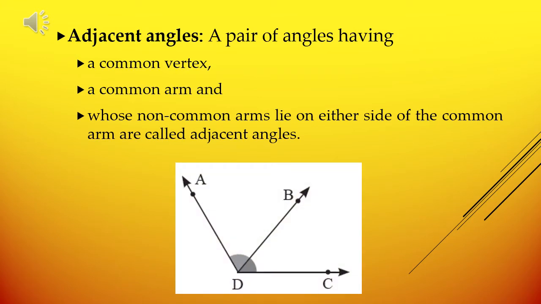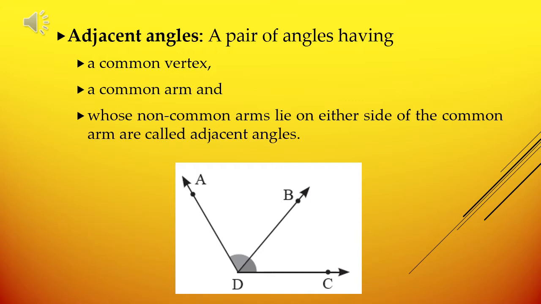Next comes adjacent angles. The adjacent angles have three conditions. It is a pair of angles having one common vertex, one common arm in the center, and the two non-common arms which lie on either side of the common arm.